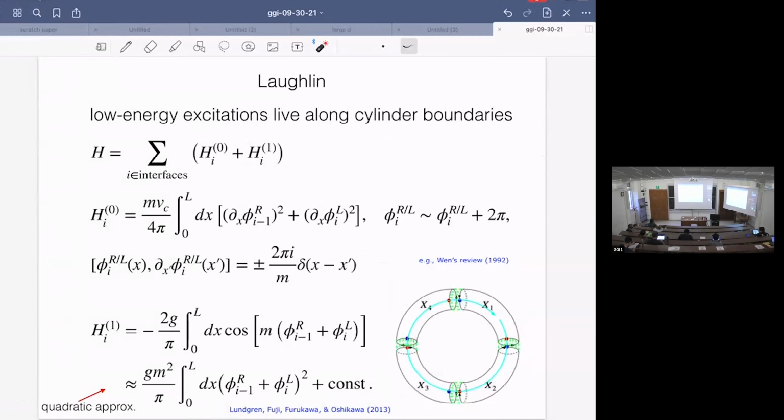So that cosine, this nonlinear term, I don't know how to solve it exactly. However, for our purposes, we can consider the limit where its coupling G is very large, and we'll treat it in a harmonic perturbation where we'll just truncate this cosine at quadratic order. And if we do that, then we get a completely solvable Hamiltonian, it's just free fields. And we can construct the torus state in terms of the cylinder states.